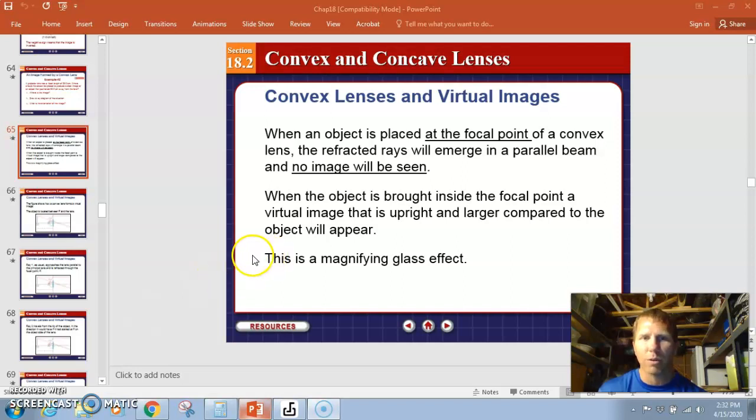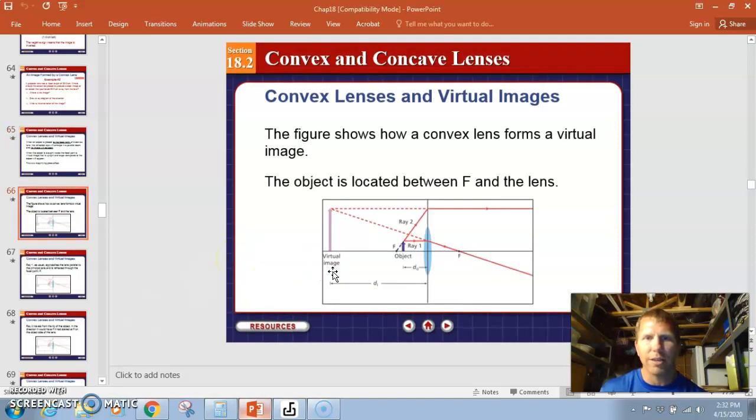Okay, and so now the next scenario is, let's move inside the focal point and see what happens. And when we do that, we're going to get a virtual image, which means it can't be projected onto a screen, and it's going to be upright, and it's going to be larger. And this is what happens when you use a magnifying glass. Your object is your fingerprint or whatever it is that you're looking at and you want to make larger. You're moving that lens close enough to it so that instead of being upside down and smaller, it now flips to upright and larger.